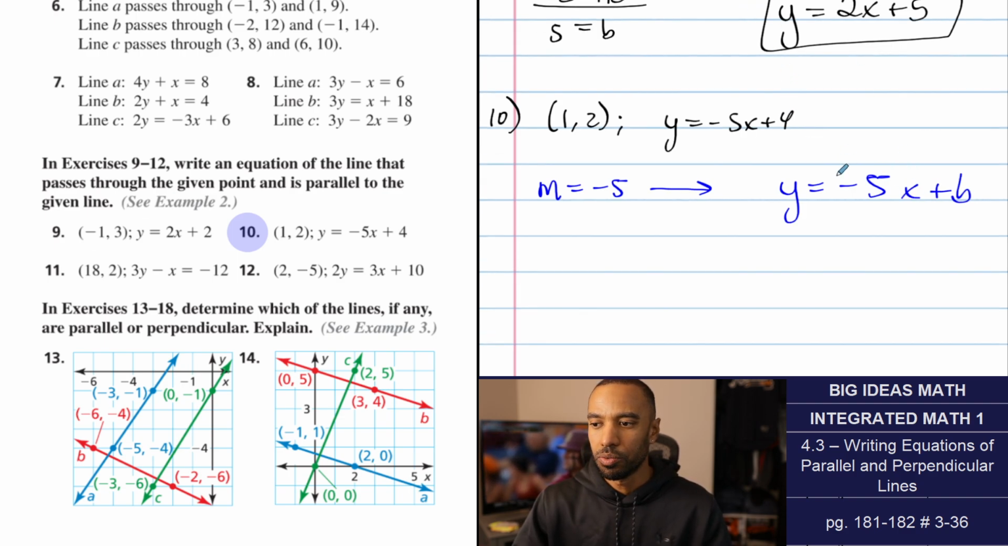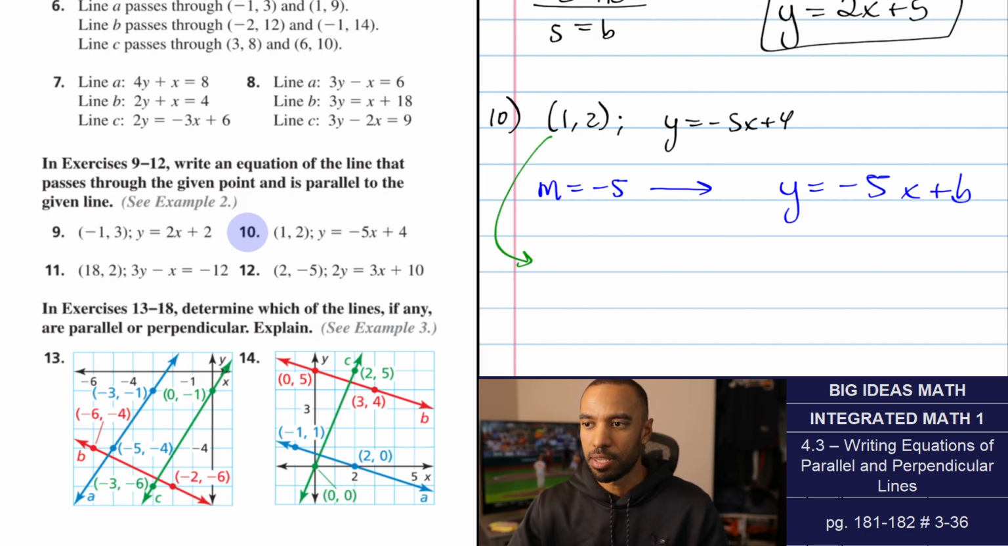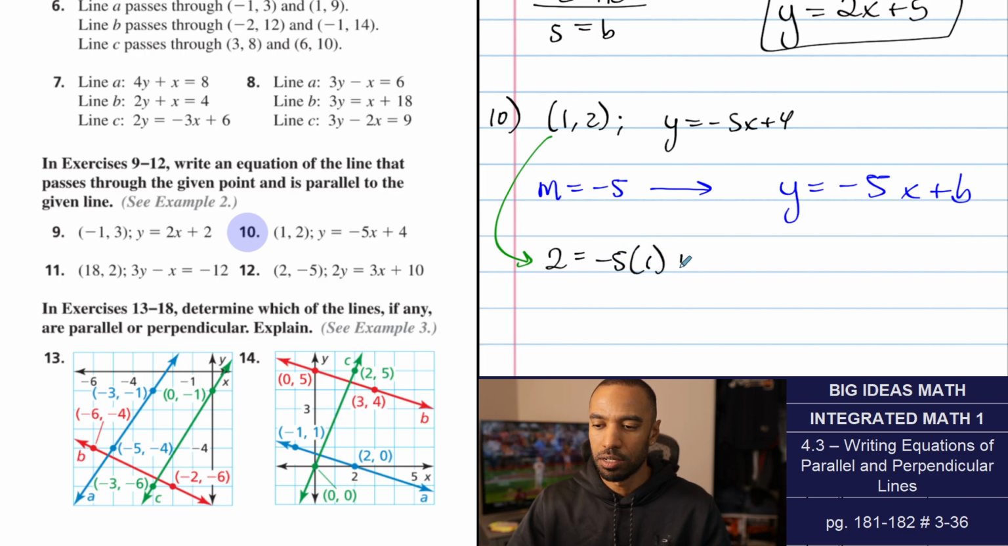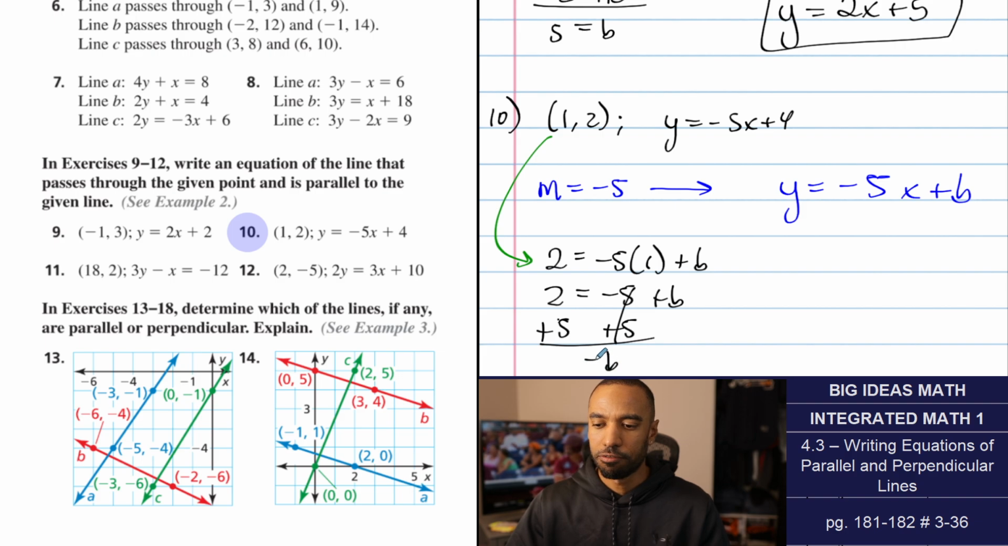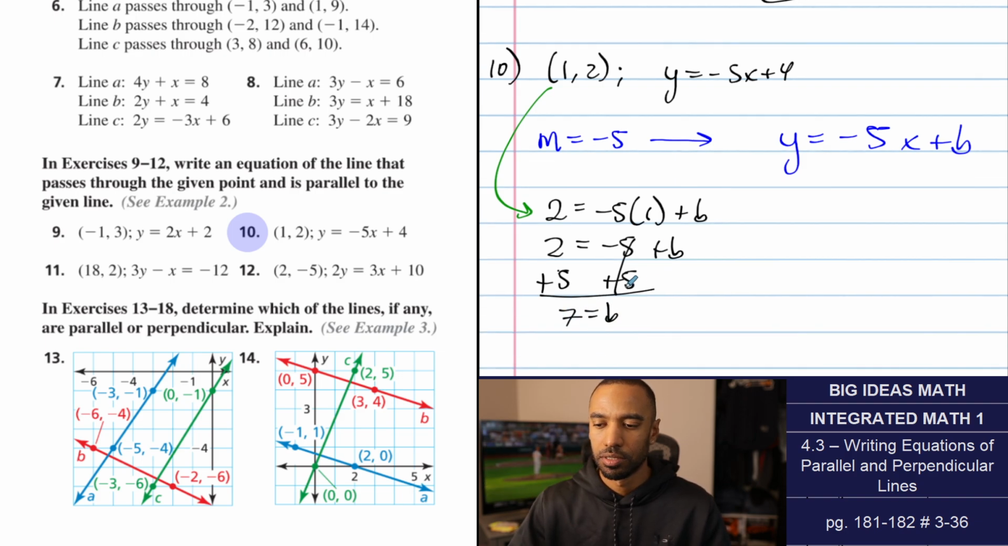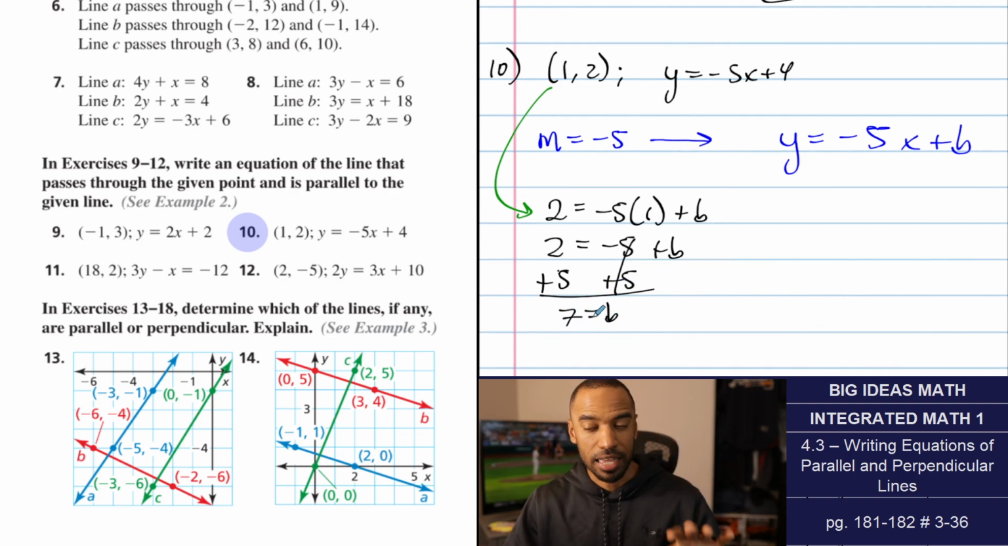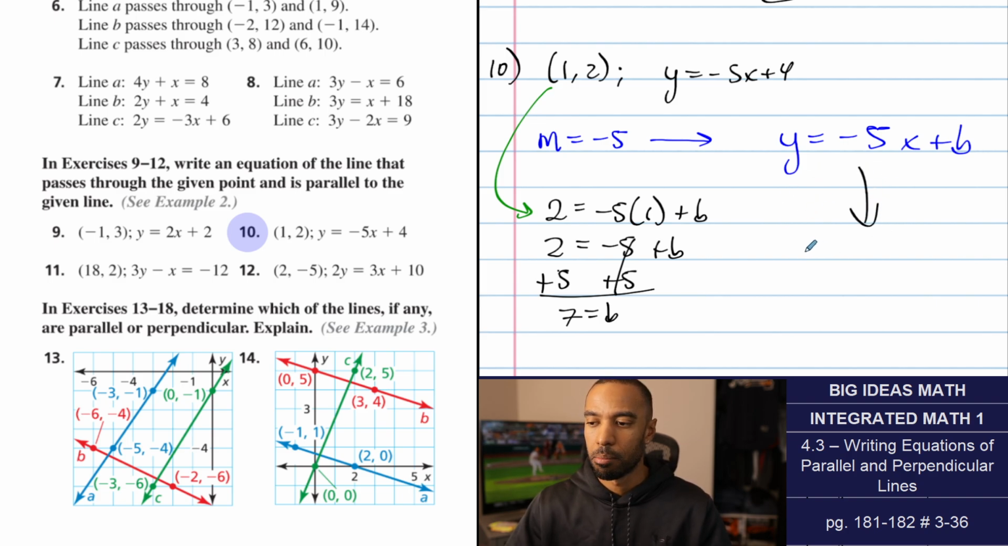Now, what you could do is the same thing as before, which is take this x and y, substitute them into here, and we'll get 2 equals -5 times 1 plus b, or 2 equals -5 plus b, and add 5 to both sides, and we get a b value of 7. Now, don't finish here. Don't be done at this stage. We have to finish it by writing y equals -5x plus 7.